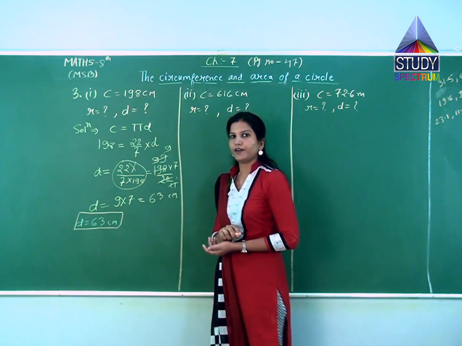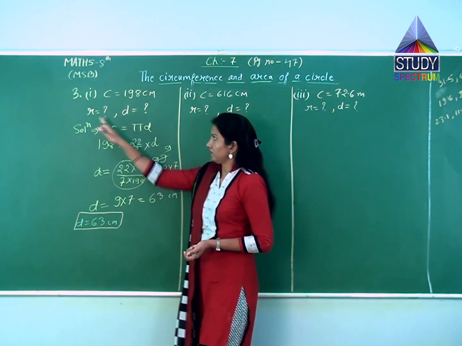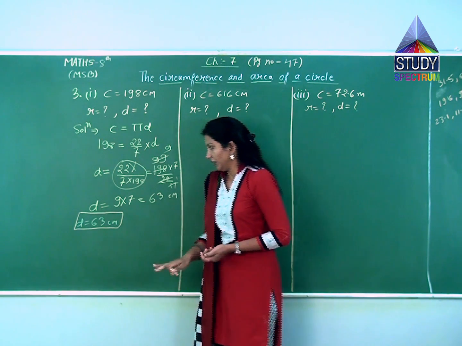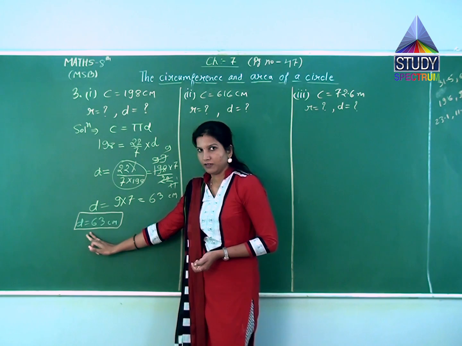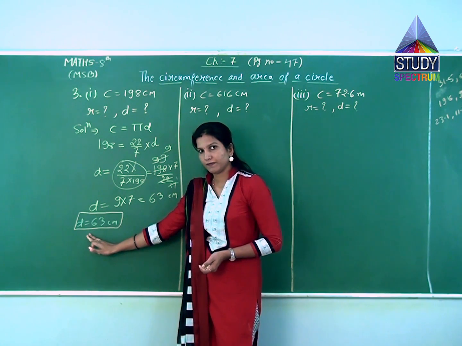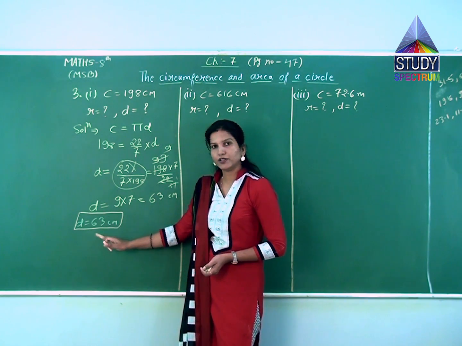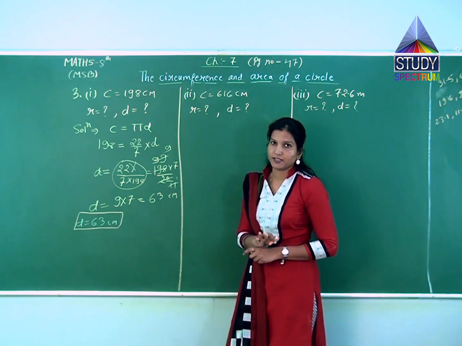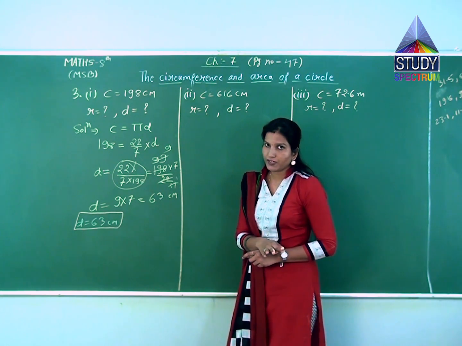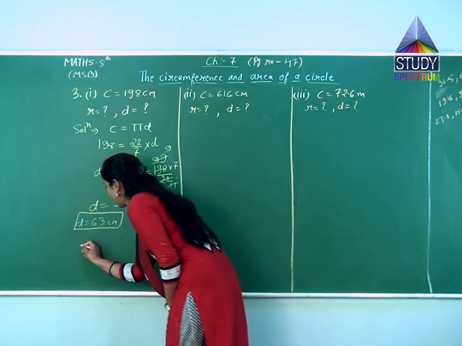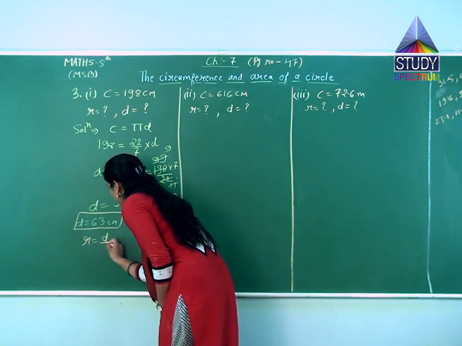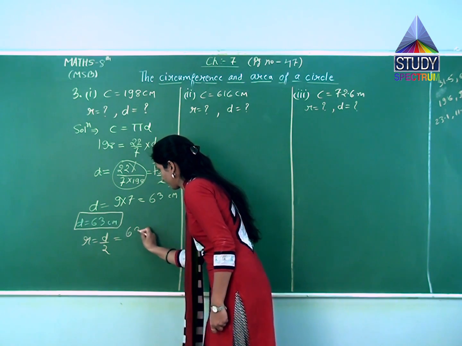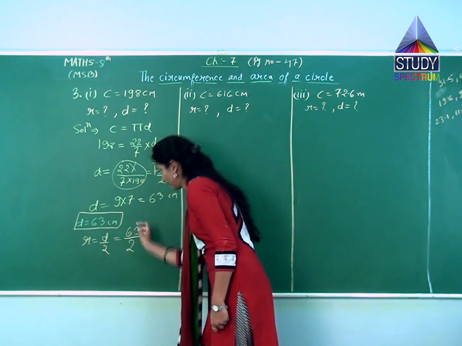Now, is our answer complete? No, because we have left r. We have to find the value of r. Now we know the value of d. Then what will be the value of r? If we divide this value by 2, because diameter is always double the radius, then the radius will be half of the diameter. So in the next step we will write radius is always d by 2. And what is d? 63 upon 2.